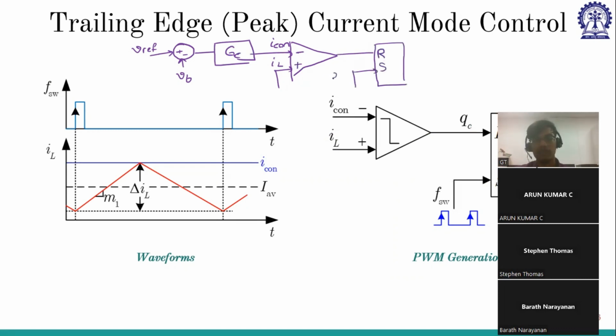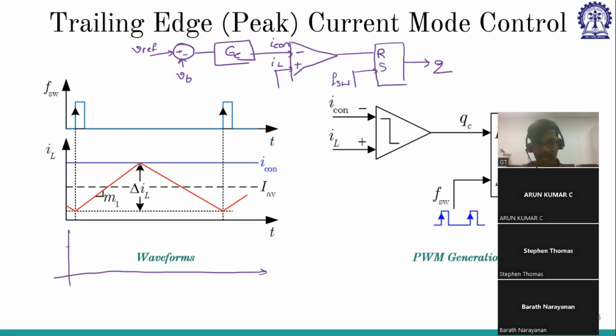And since it is fixed frequency, here we have FSW and Q. Say this is Icon and this is the inductor current. Let us draw the reset pulse. Whenever IL touches Icon, there will be a reset pulse.